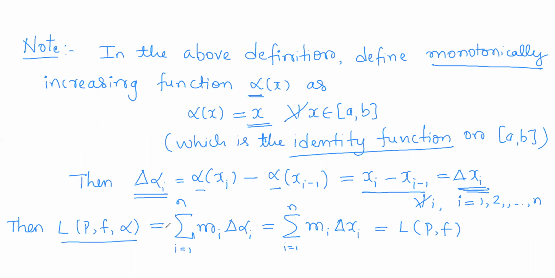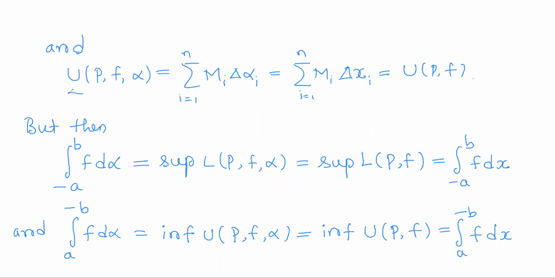Now consider the lower Riemann-Stieltjes sum L(P, f, alpha). It is the summation of m_i delta alpha i, but delta alpha i is nothing but delta x_i, so it is the summation of m_i delta x_i, which is nothing but the lower Riemann sum L(P, f). So the lower Riemann-Stieltjes sum coincides with the lower Riemann sum, and similarly the upper Riemann-Stieltjes sum coincides with the upper Riemann sum. The lower Riemann-Stieltjes sums are nothing but lower Riemann sums, and the upper Riemann-Stieltjes sums are nothing but upper Riemann sums.